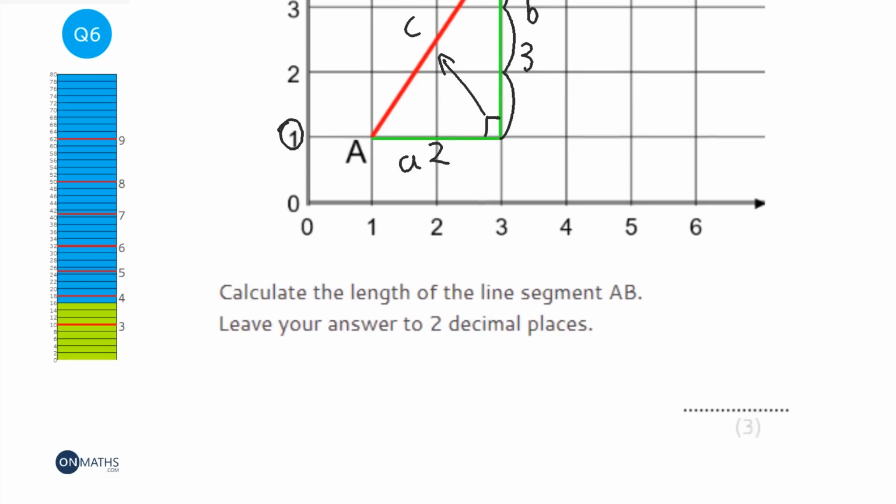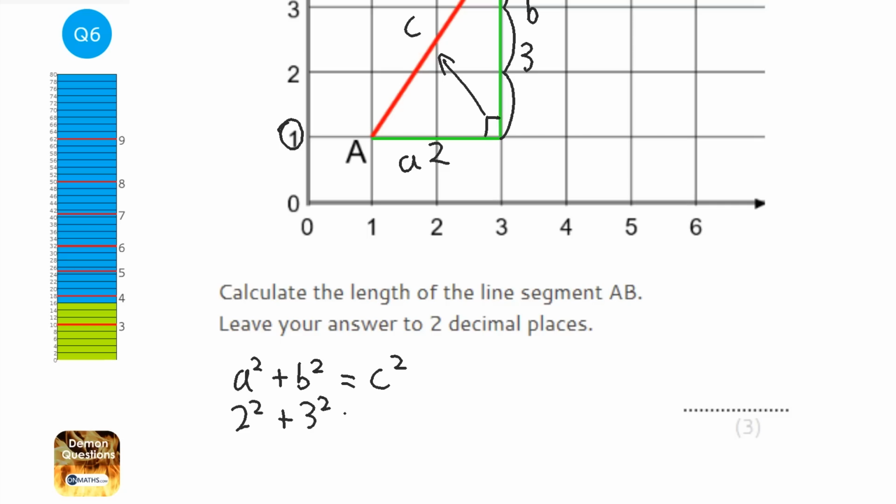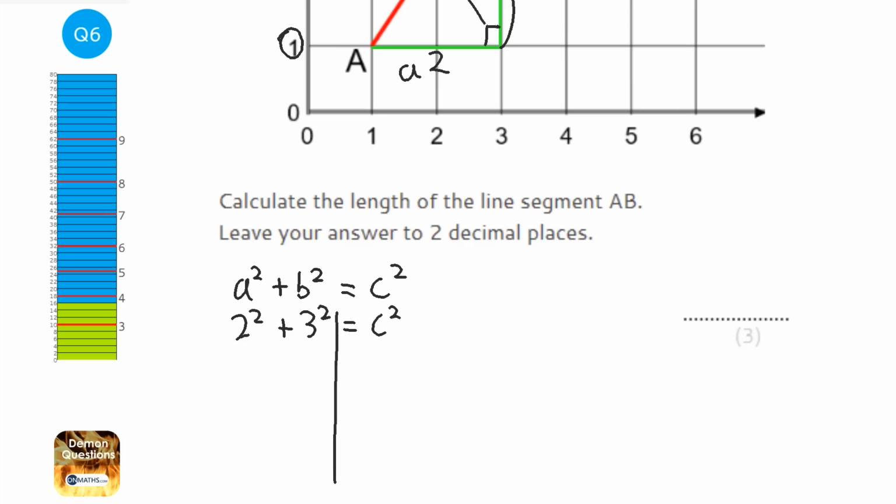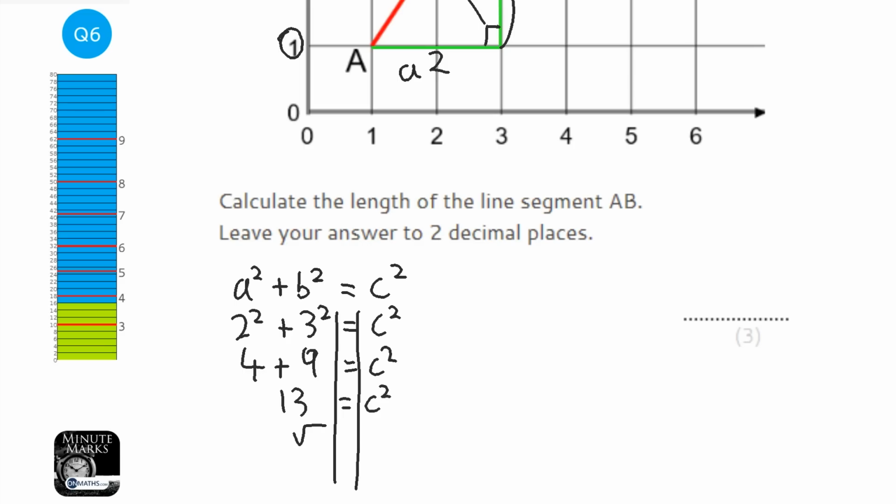We use Pythagoras' formula. So A squared plus B squared equals C squared. And A is 2, so 2 squared plus 3 squared, because B is 3, equals C squared. Let's put our lines in. So it's going to be 4 plus 9 equals C squared. 13 equals C squared. Square root both sides.